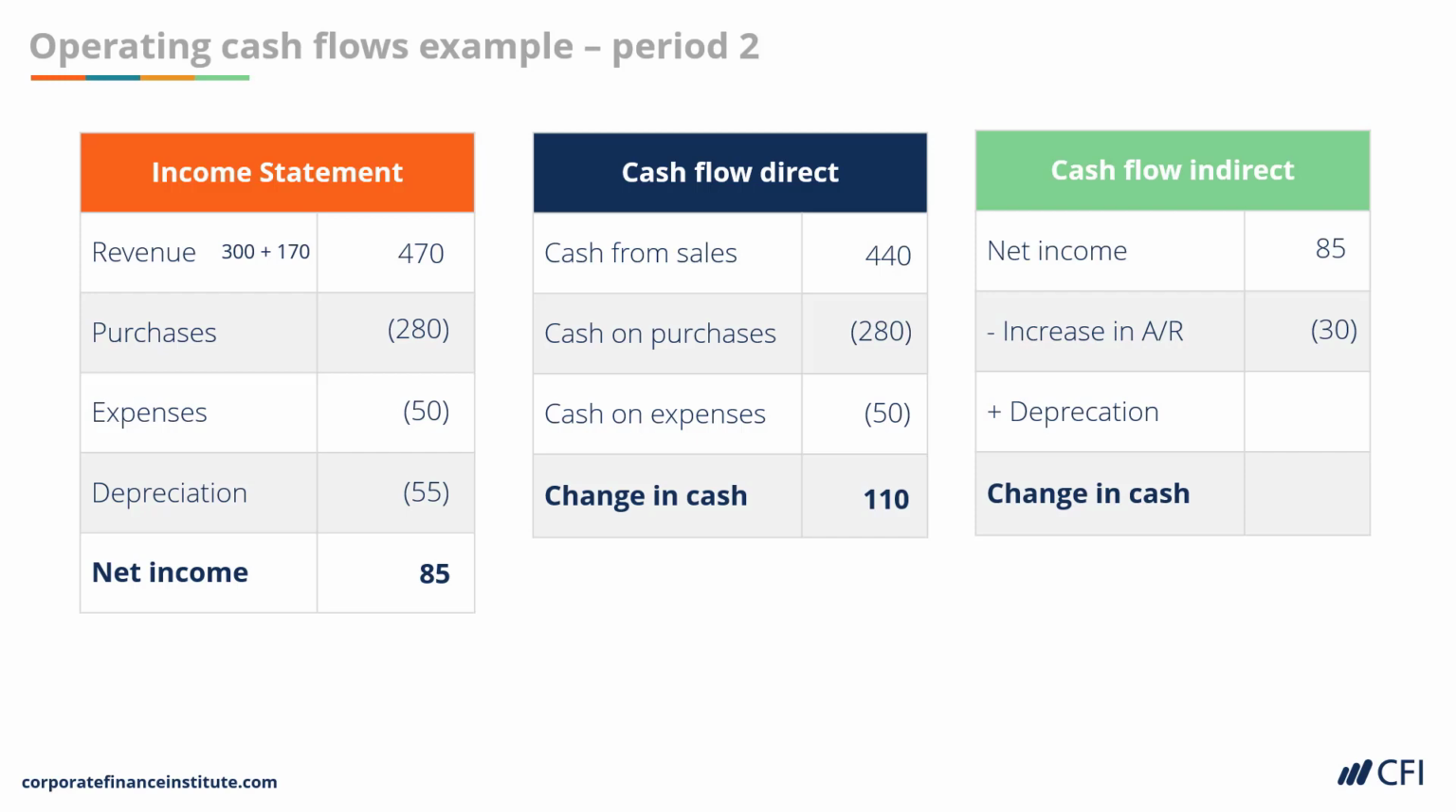Then we add back non-cash expenses such as depreciation. Depreciation expense was 55. Then you can calculate the total, which is change in cash of 110, using the indirect method. And as always, the change in cash is the same using both approaches.